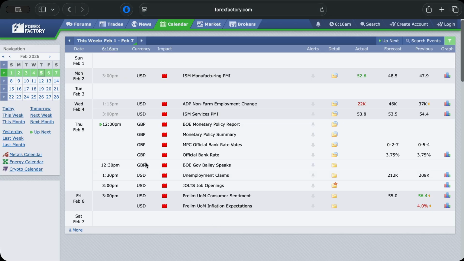Looking at Forex Factory, today we have news for the pound: the monetary policy report and all of these, and then the official bank rate. I think this will be the key one. And then for the US, we have another medium impact, which is JOLTS job openings at 3 p.m., and unemployment claims as well at 1:30. So we do have a fair bit of news today, so there should be a bit of movement and volatility in the markets.